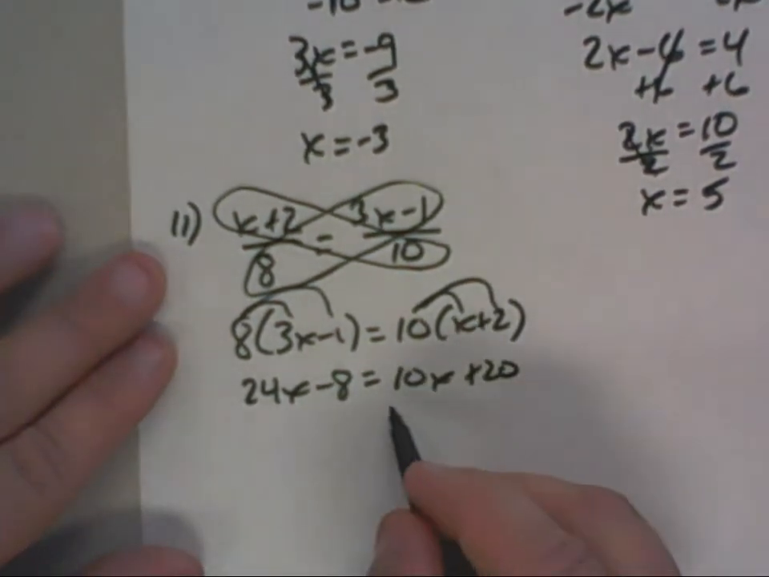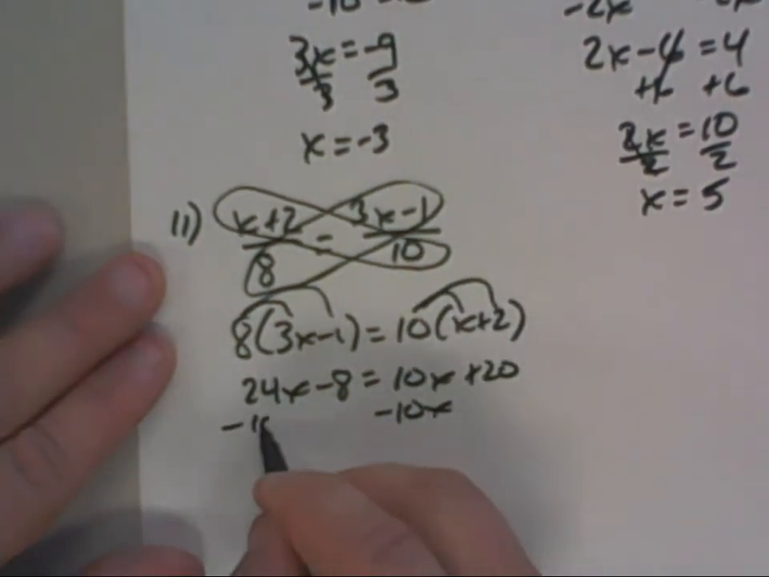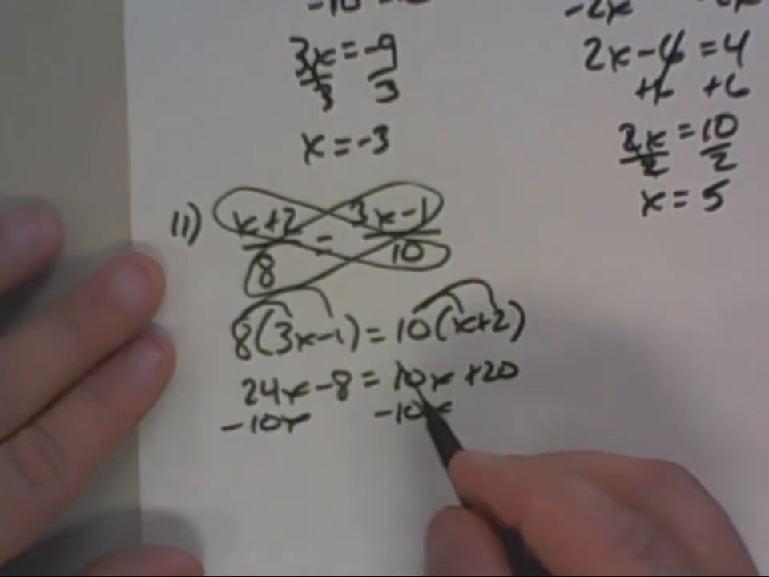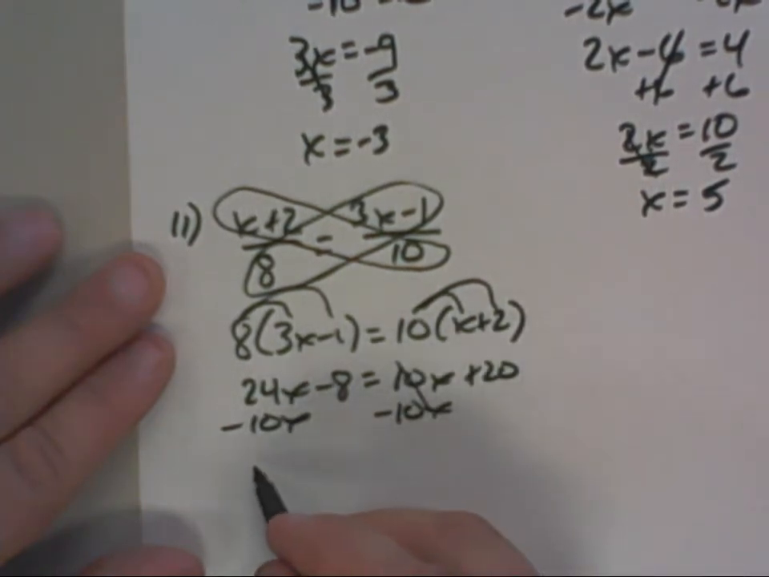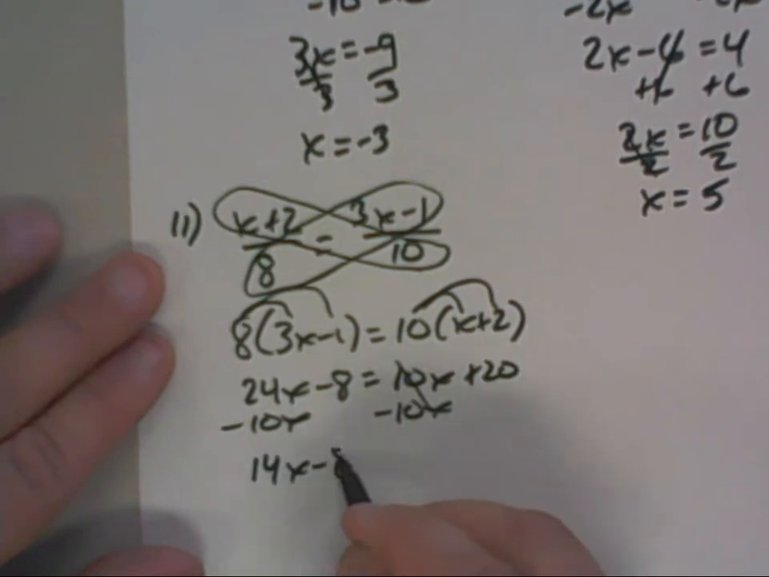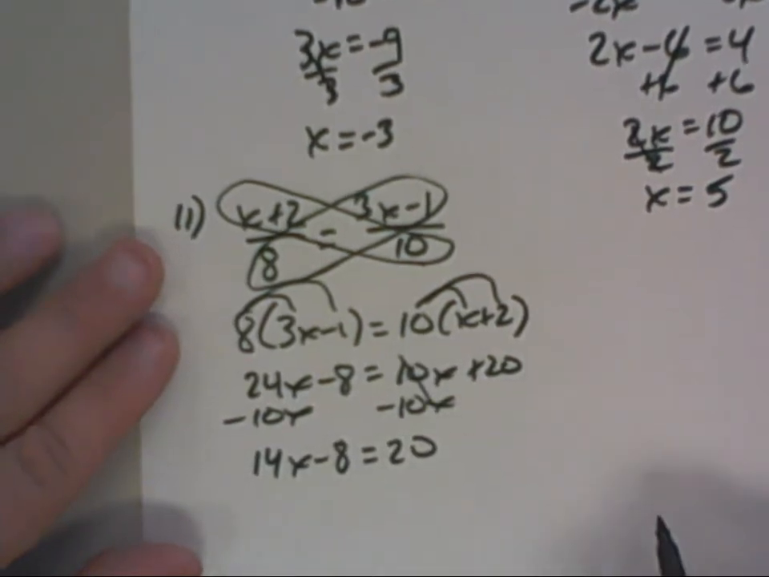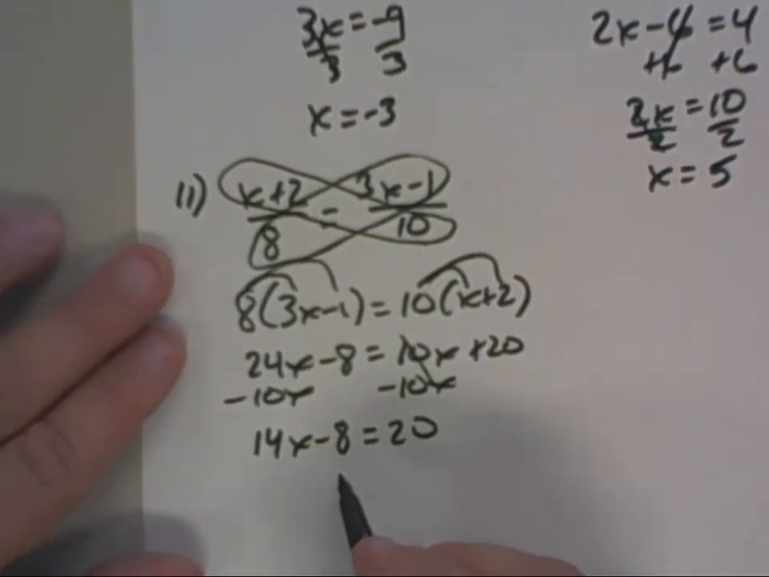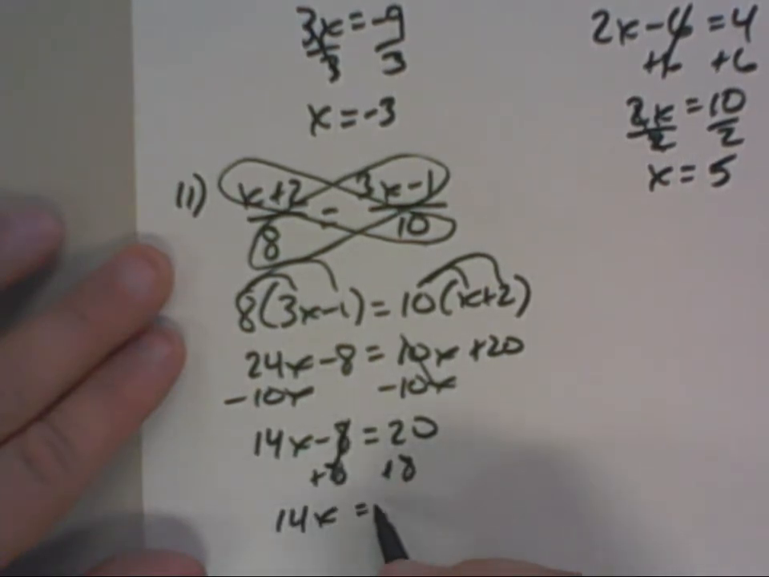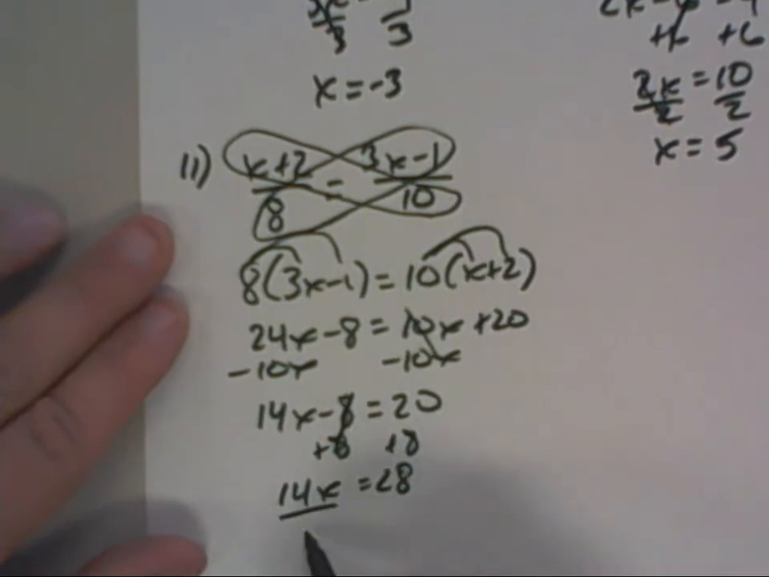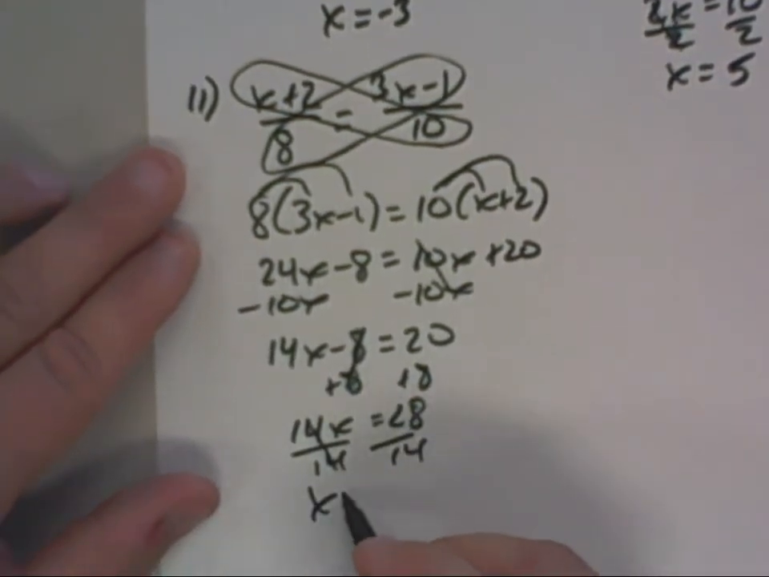Now I have x's on both sides. I can subtract 10x from both sides. So 24x minus 10x is 14x minus 8 equals 20. And now we have a two-step equation. I could add 8 to both sides. So 14x equals 28. And if I divide both sides by 14, here the 14s will cancel out, and x equals 2.